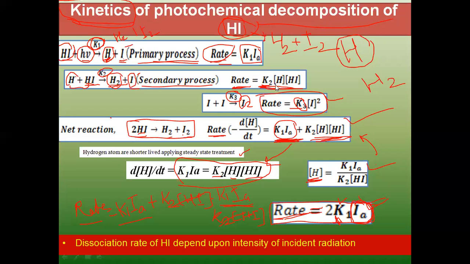So take the summation of this, and then find out the concentration of H, then put this value of concentration of H in the summation equation, and then you can cancel the same quantity and you will get the final equation here. Rate is equal to twice K1 I, where I is the intensity and K1 is the constant value. So you can easily understand this rate is totally dependent upon the intensity of absorbed light.